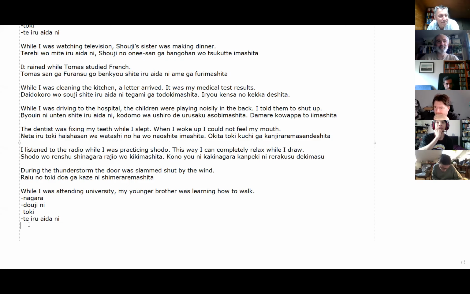So nagara is not possible. I was thinking that because there are two persons. Correct. I and the younger brother. Good. Doji ni. Well, I suppose he's not learning for the same duration as I am attending university. In any case, doji ni normally means two things which kind of coincide, so that's in moments rather than over durations. So no. Toki, yes, and aida ni, yes. Good, yes.